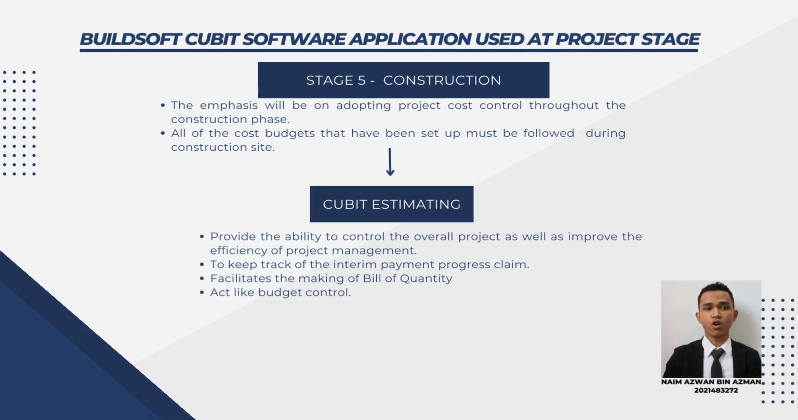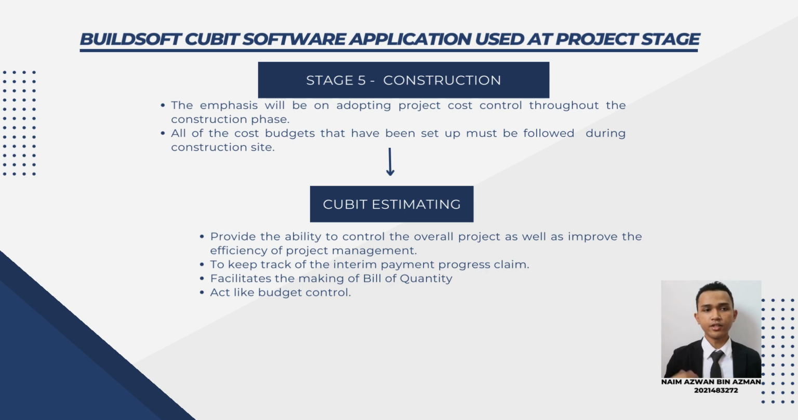The second stage of the project is stage 5, which is the construction stage. During stage 5, the emphasis will be on adopting project cost control throughout the construction process. In simple words, all of the cost budgets that have been set up must be followed during the construction phase. The use of QB Estimating in the construction stage is to provide the ability to control the overall project as well as improve the efficiency of project management.